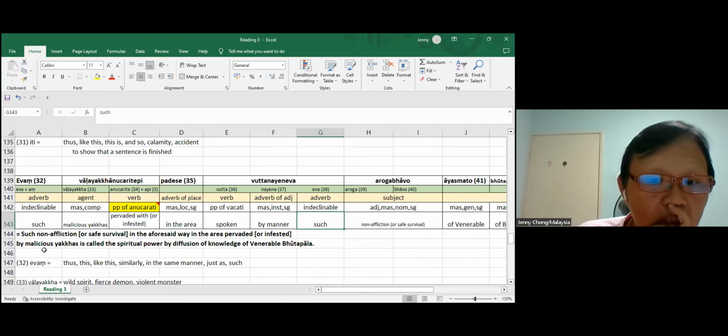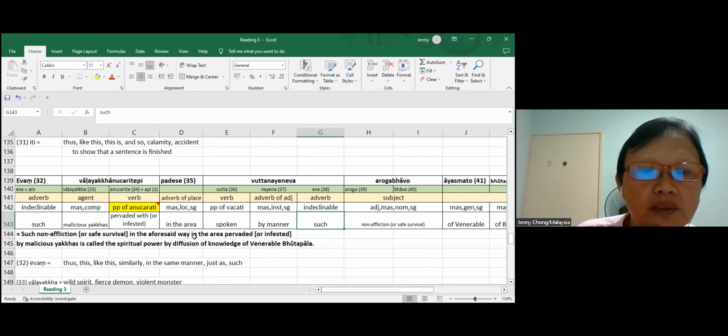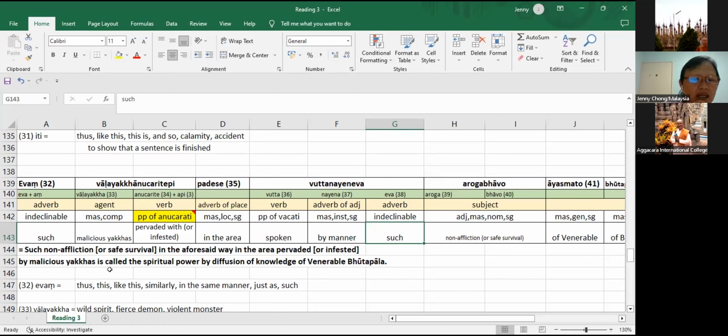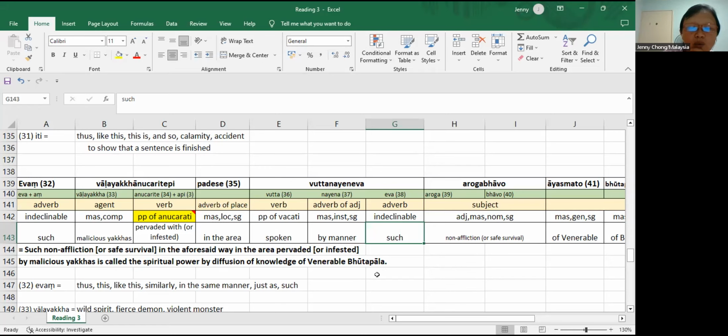So the whole thing is what we just mentioned: such non-affliction or safe survival in the aforesaid way in the area pervaded or infested by malicious yaka is called the spiritual power by diffusion of knowledge of Venerable Buddha Pala. Sorry, it's already too long. I don't know where to start to explain.